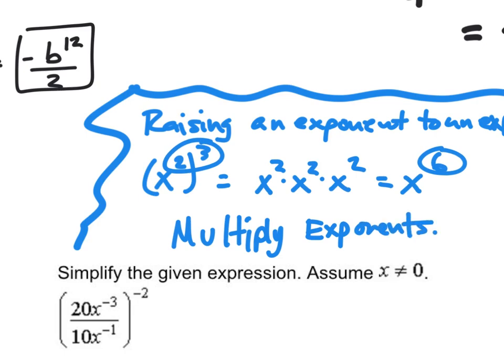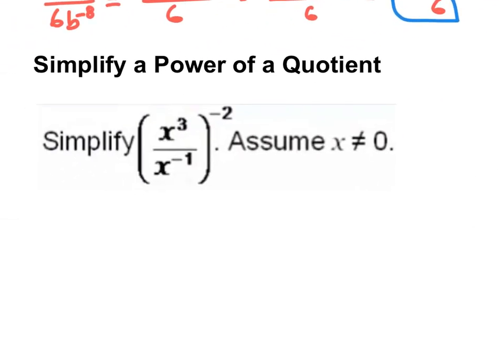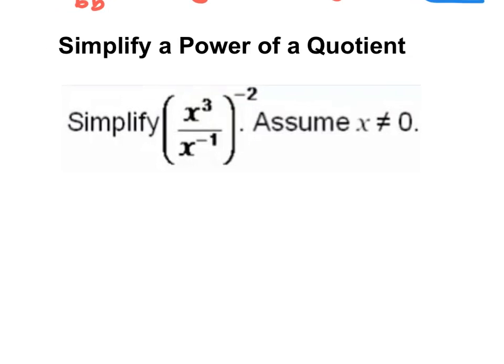Okay, and that's that. All right, so let's take a look at simplifying a power of a quotient. Now, when we have a quotient like this, let me show you what happens. When I have this, it really means I'm going to take x cubed and multiply that by -2, because I'm raising a power to another power. And I'm also doing it to the denominator.